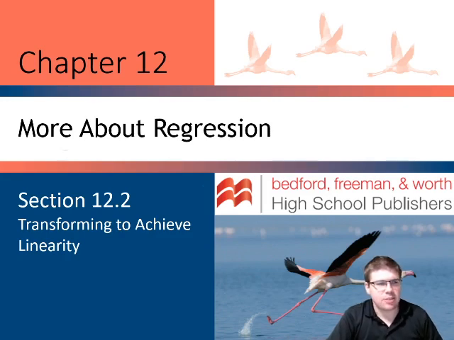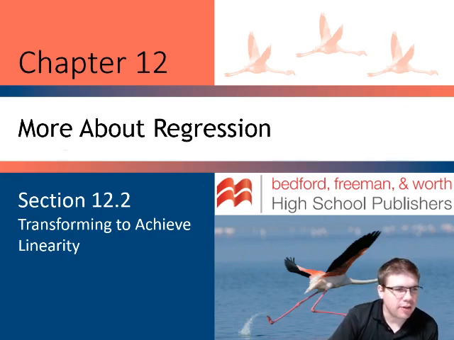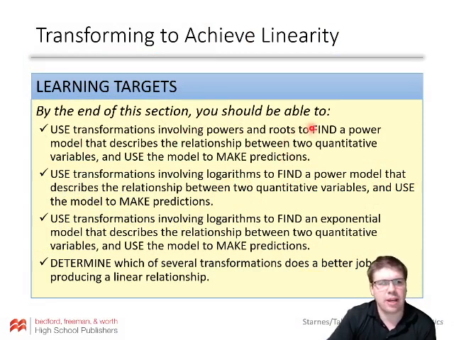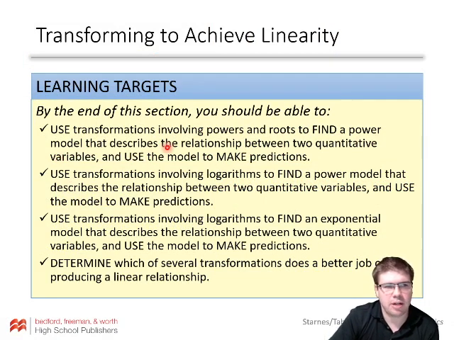Hey AP Statistics, welcome to section 12.2, our final section on transforming to achieve linearity. By the end of this section, you should be able to use transformations involving powers and roots to find a power model that describes the relationship between two quantitative variables and use the model to make predictions.